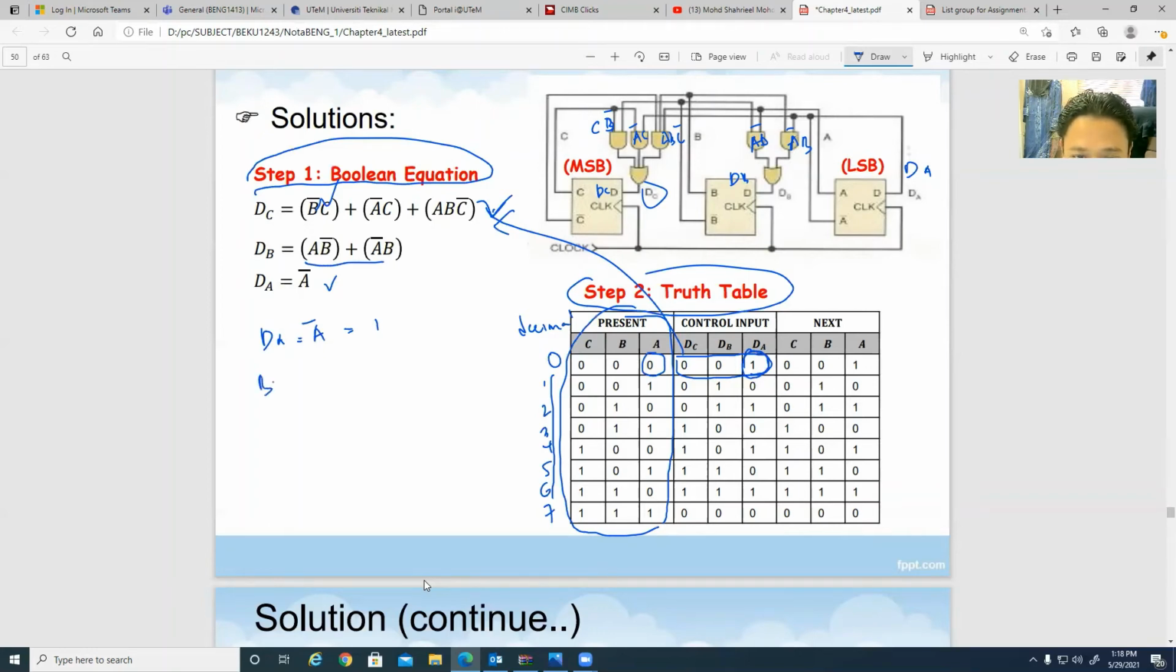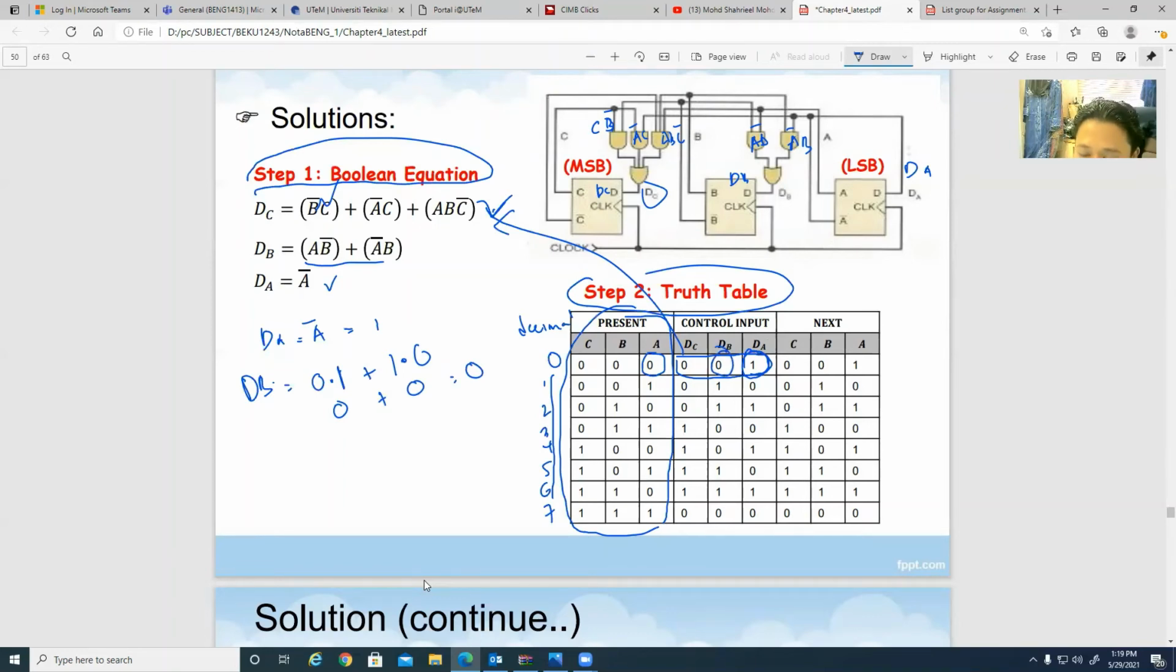DB here: A is zero, multiplied by B bar, B bar is 1, because 0 bar is 1, plus... this one will be 0. So A bar, 1, multiplied by B, 0, so plus 0. 0 plus 0 will be 0. So that's why here will be 0.